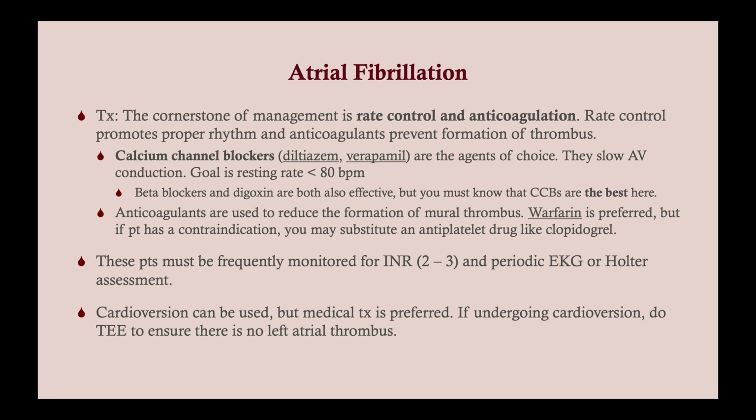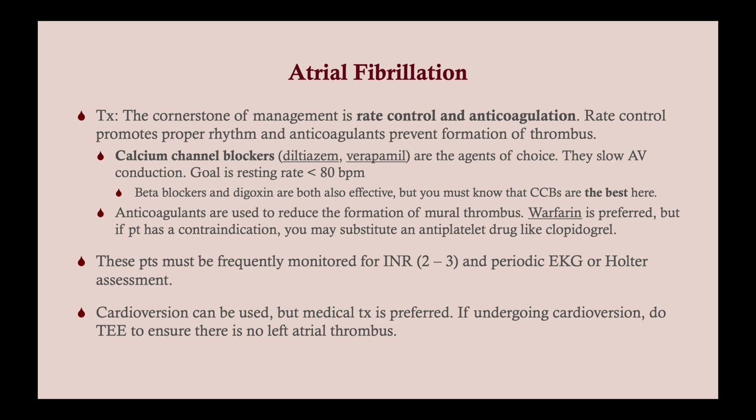So what do we do for rate control? The ideal medication for rate control is calcium channel blockers. Now, traditionally, we have viewed calcium channel blockers as preferable to beta blockers, and beta blockers as preferable to digoxin. They are all possible treatments, but traditionally we use calcium channel blockers. There's some literature that says that calcium channel blockers and beta blockers are equivalent, but the traditional wisdom is that calcium channel blockers are the best. So I will still convey to you that calcium channel blockers are the agents of choice.